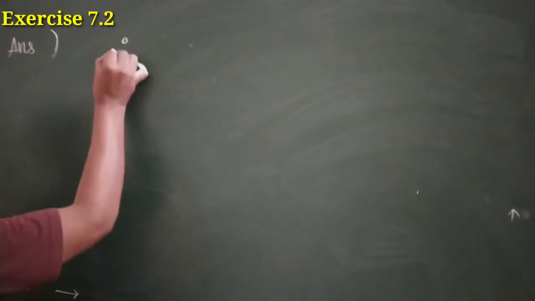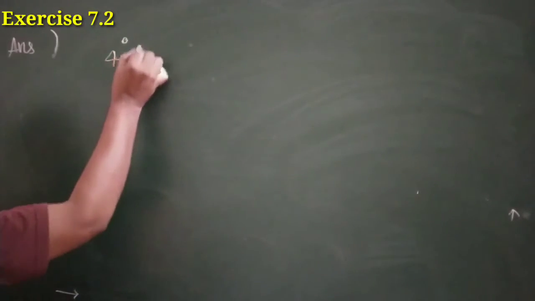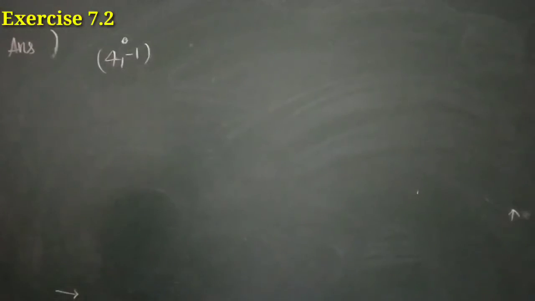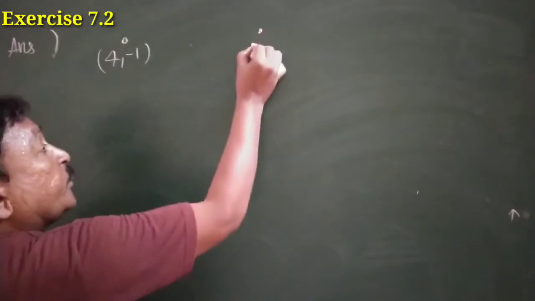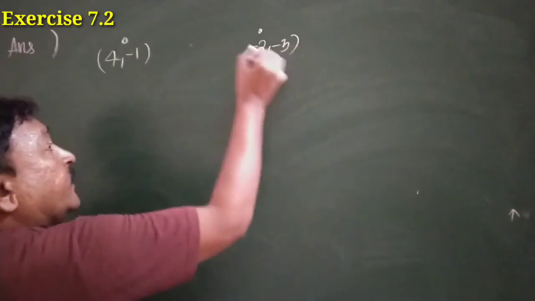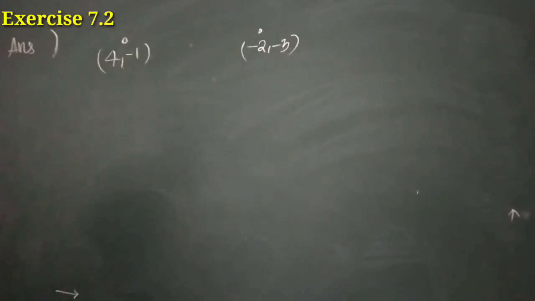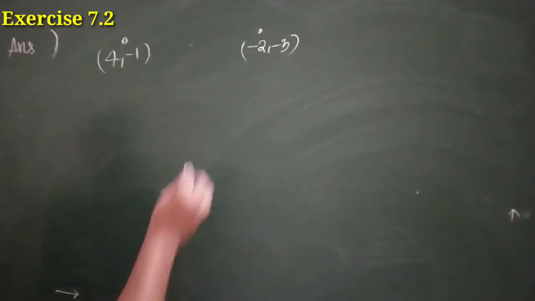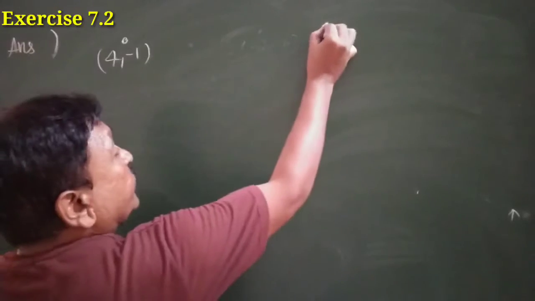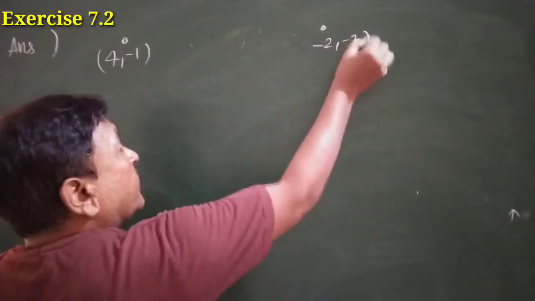Okay students, now read question number 2 from your books. Find the coordinates of the point of the trisection of the line segment joining (4, -1) and (-2, -3). Means दो पॉइंट है, फर्स्ट पॉइंट इज (4, -1), सेकेंड पॉइंट इज (-2, -3). इज इट क्लियर? थोड़ा सा दूर लिखो इसे, -2, -3.